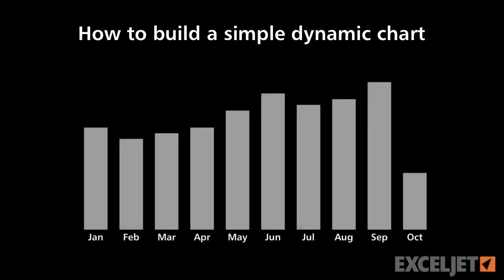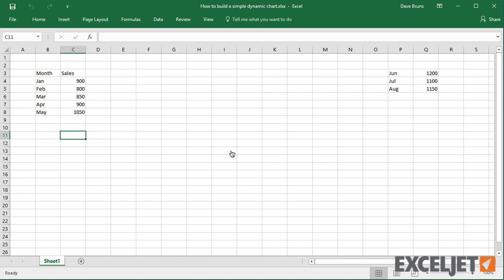In this video, we'll look at how to build a simple dynamic chart in Excel. First, let's look at the problem we're trying to solve. Here we have monthly sales data. At the moment, we only have 5 months, but we'll be adding more data over time.